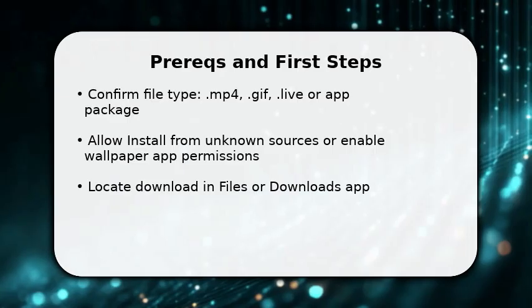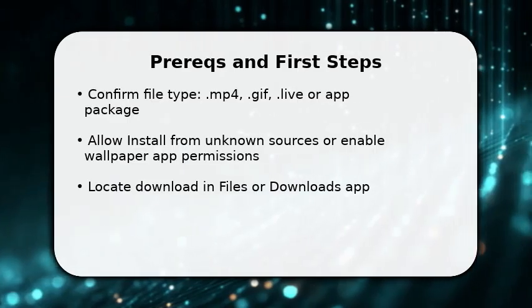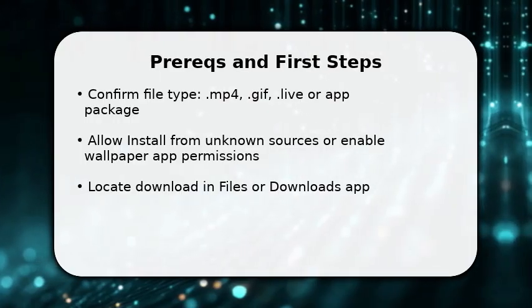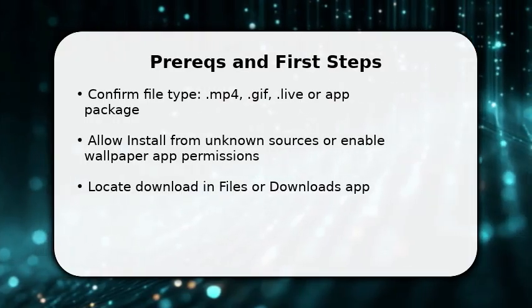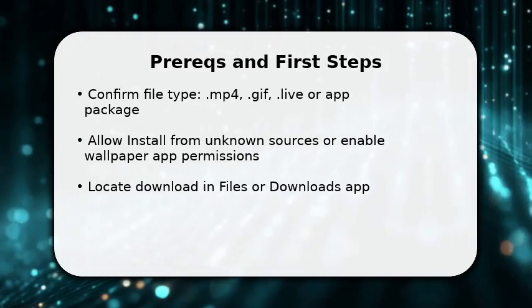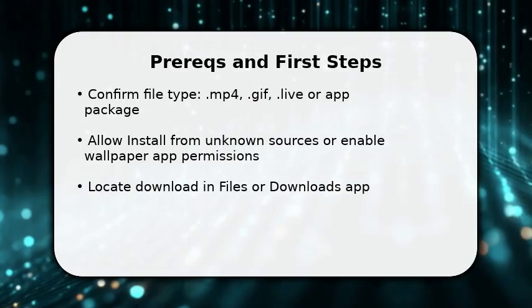You have the file and permissions ready. Start by opening your Files or Downloads app and locating the live wallpaper file. Tap the file to preview it so you know it's the right animation and length. If it's inside a wallpaper app, open that app and grant any requested permissions now.